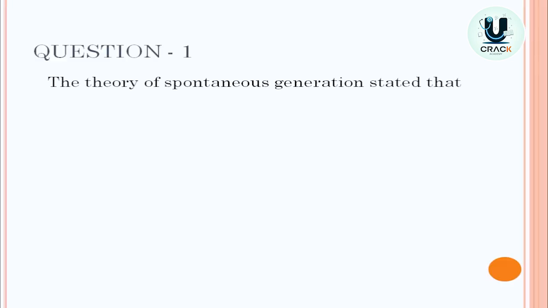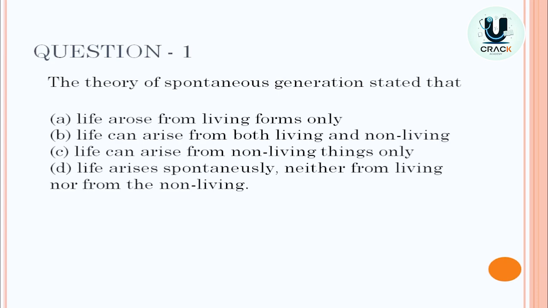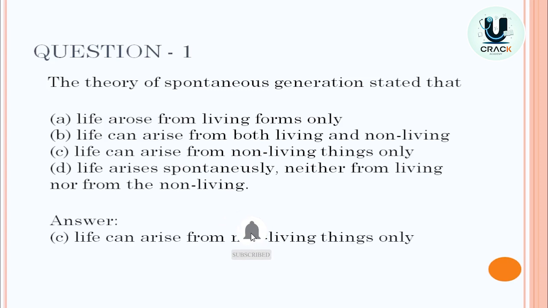Question and answer. Question number 1. The theory of spontaneous generation stated that A. Life arose from living forms only. B. Life can arise from both living and non-living. C. Life can arise from non-living things only. D. Life arises spontaneously neither from living nor from the non-living. Answer C. Life can arise from non-living only.